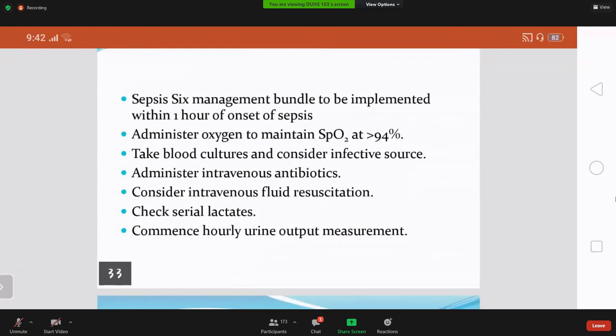So the sepsis 6 management bundle that needs to be implemented within the first hour of onset of sepsis is to administer oxygen to maintain a saturation of greater than 94, to take blood cultures and consider the infective source, then to start IV antibiotics, then to give IV fluids, check serial lactates to see if they're rising or falling. Rising lactates means increasing mortality or worse prognosis, and to monitor the urine output early. So these are the things that need to be done in the management of sepsis.